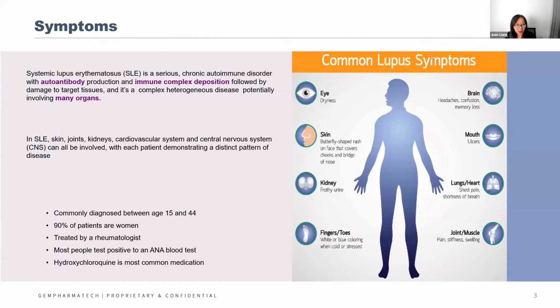SLE is a serious chronic autoimmune disorder with autoantibody production and immune complex deposition, followed by damage to target tissues. It's a quite complex heterogeneous disease, potentially involving many organs. In SLE, the eye, skin, kidney, joint, the cardiovascular system, and the brain could also be involved. Each patient demonstrates a distinct pattern of disease.